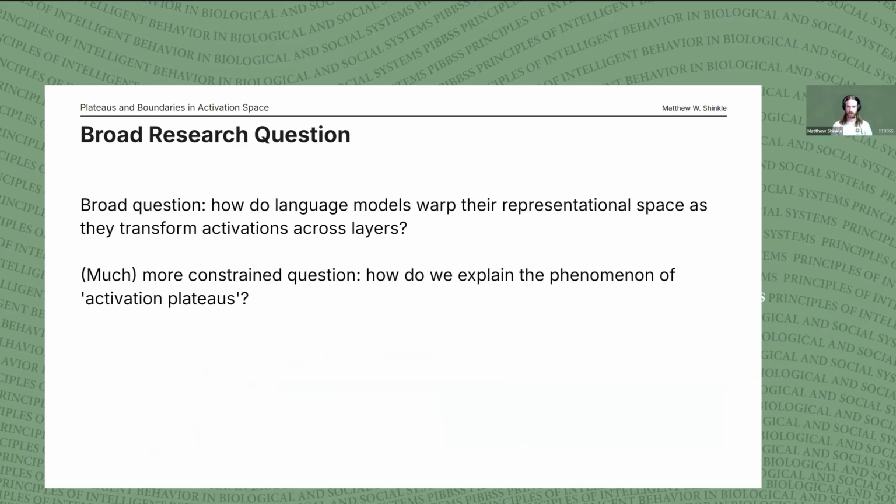So this is the broad question I've pursued in this project. How do language models warp activation space across their computations? Now, this is a very broad question, and there are a lot of facets to it. And as much as I'd love to tackle all of it, for a 3-month fellowship, I decided to focus on a much more constrained problem. Specifically, how do we explain the phenomenon of activation plateaus?